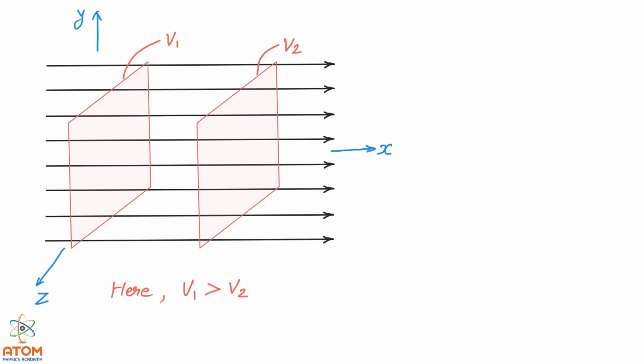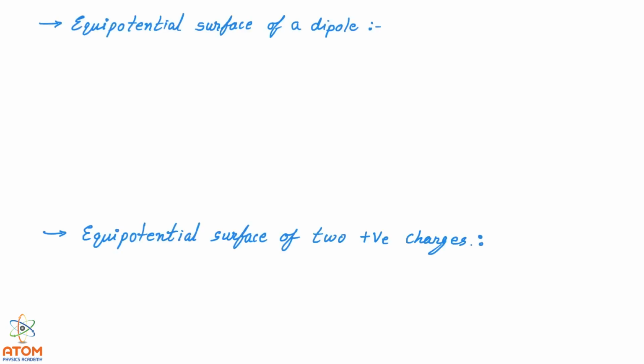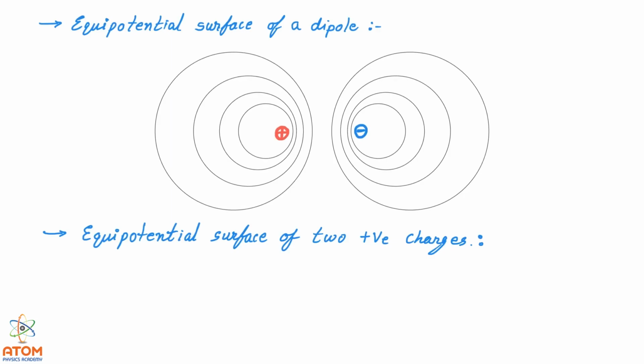Now let us see equipotential surface of a dipole and of two similar charges. Let us say two positive charge and two negative charge. Now let me show you equipotential surface of a dipole first. Here is the dipole. You can see this is positive Q charge and here is negative Q charge, and these are the equipotential surfaces. You can see the equipotential surfaces are not concentric, they are bit shifted in opposite direction.